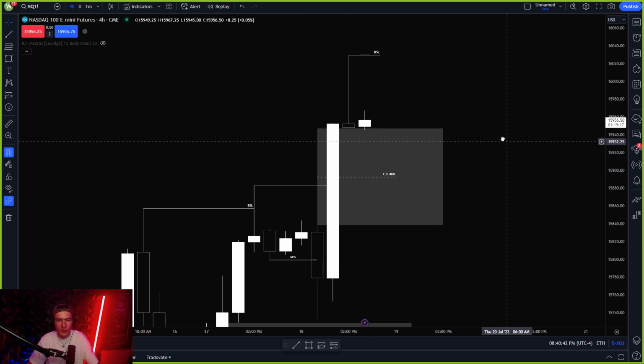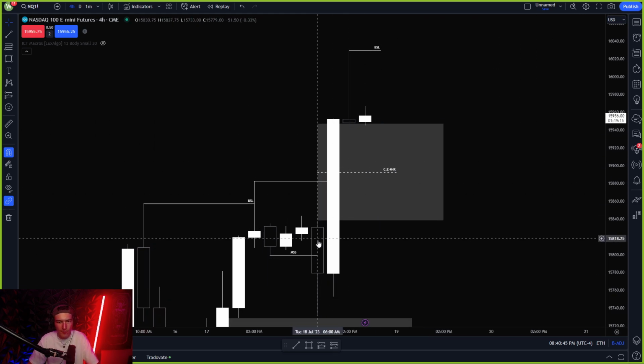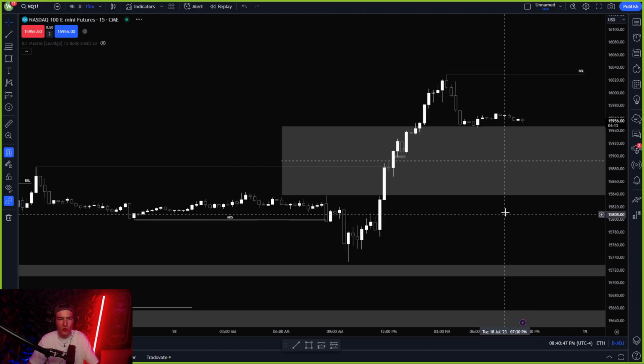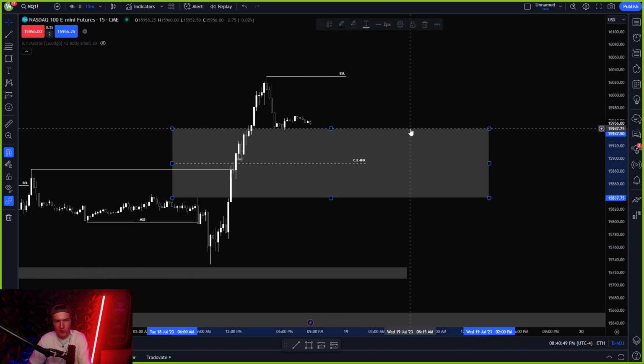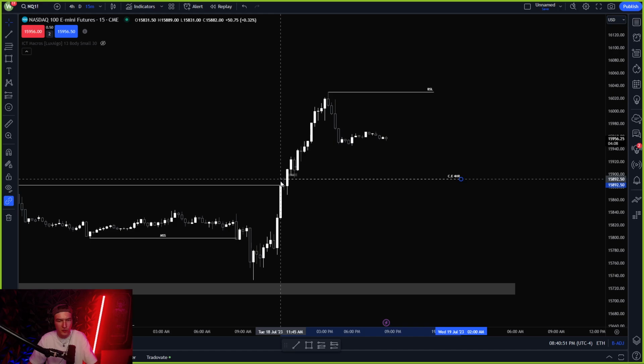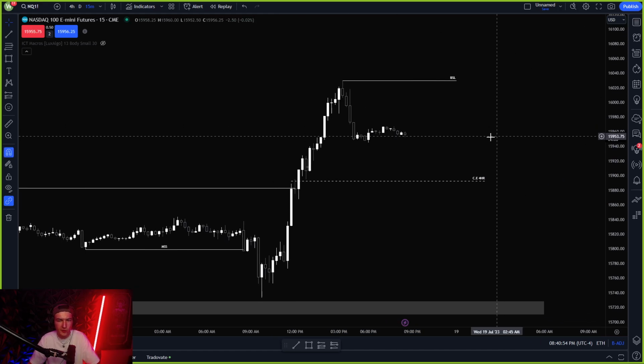So this is the consequent encroachment of the 4-hour fair value gap. Let's see how this area plays out going into tomorrow, or just in the next couple of days if we end up coming back to this area.